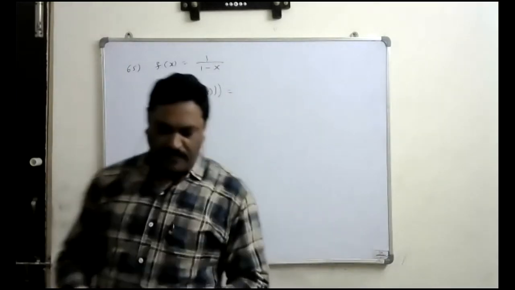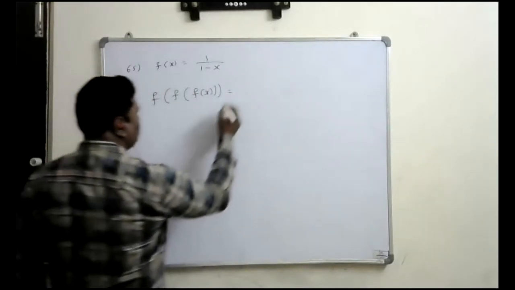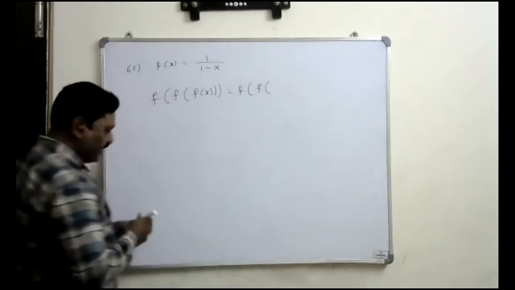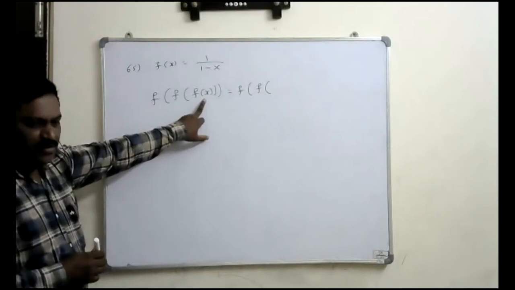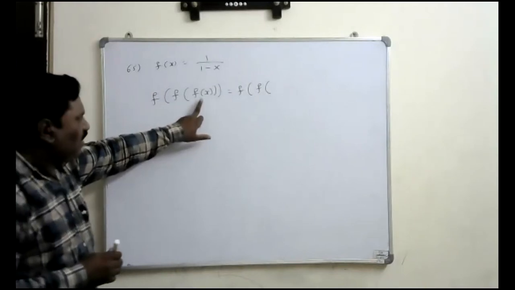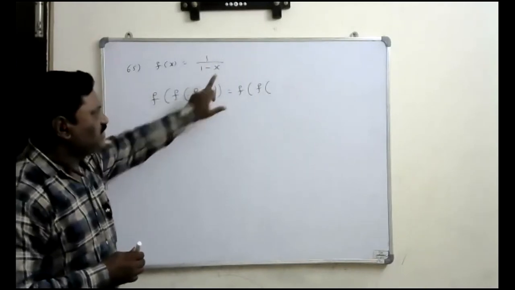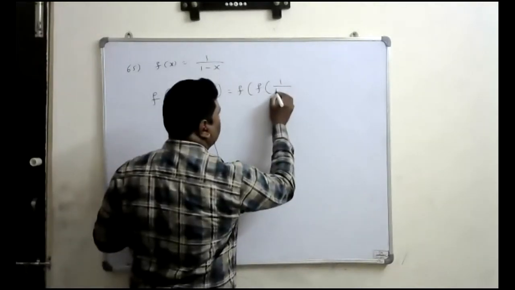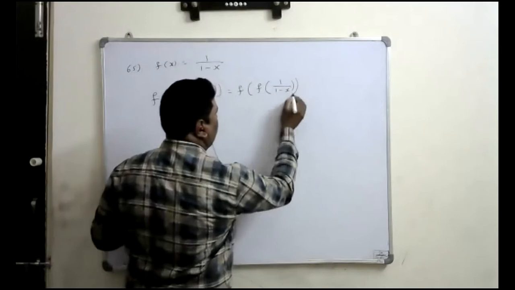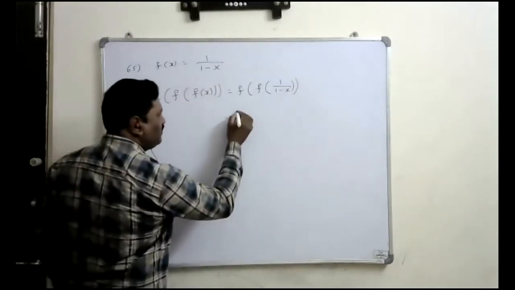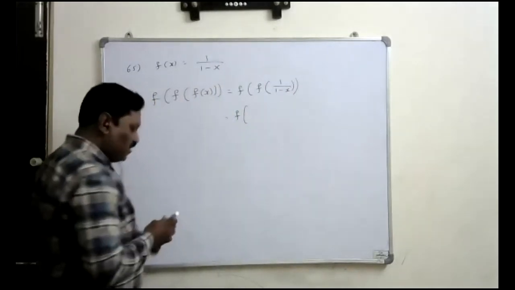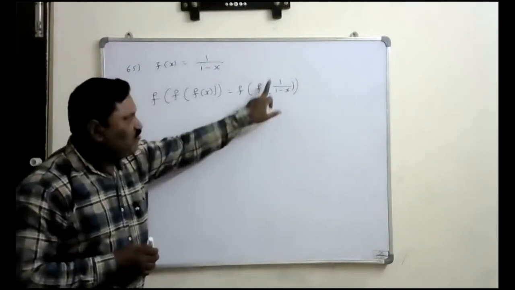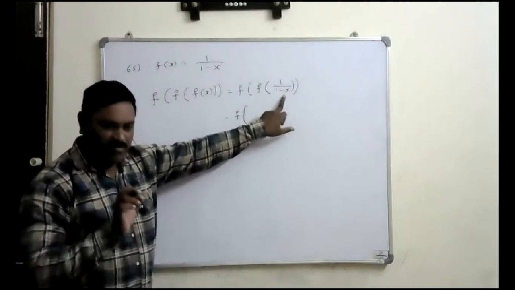Just observe here. To find this, this is f of f of x. The first, inside function is f of x. We will substitute this f of x here. f of x is 1 upon 1 minus x. So in the place of this f of x, we will keep 1 by 1 minus x. Again, this is f of. Now we have to evaluate this value. f of 1 by 1 minus x, we have to evaluate it.